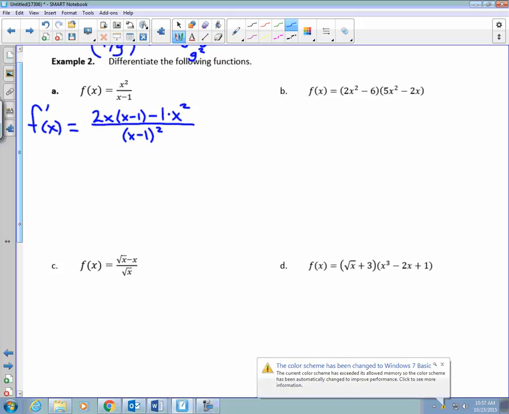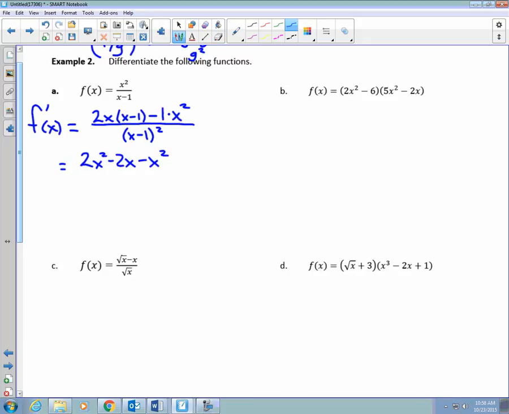Okay. I'm going to simplify this a little bit. 2x squared minus 2x minus x squared all over x minus 1 quantity squared. What's 2x squared minus x squared? Squared minus 2x over x minus 1 quantity squared. Oh, 1 times x squared is just x squared. So that's my derivative. A lot better than doing that, right? No big deal.